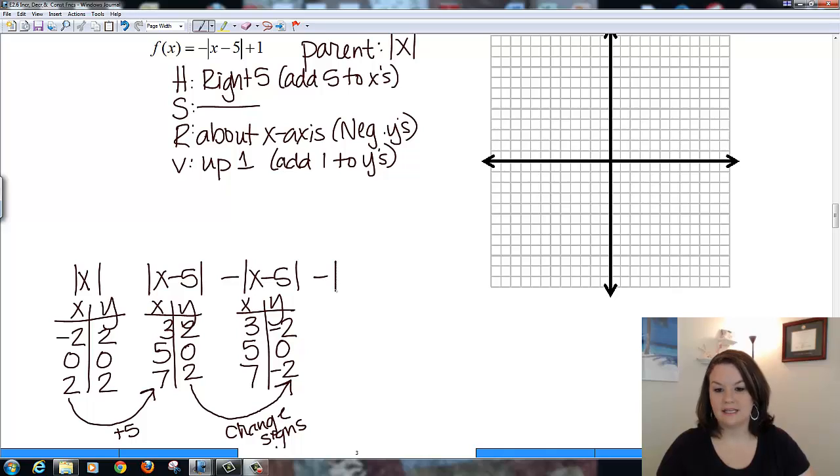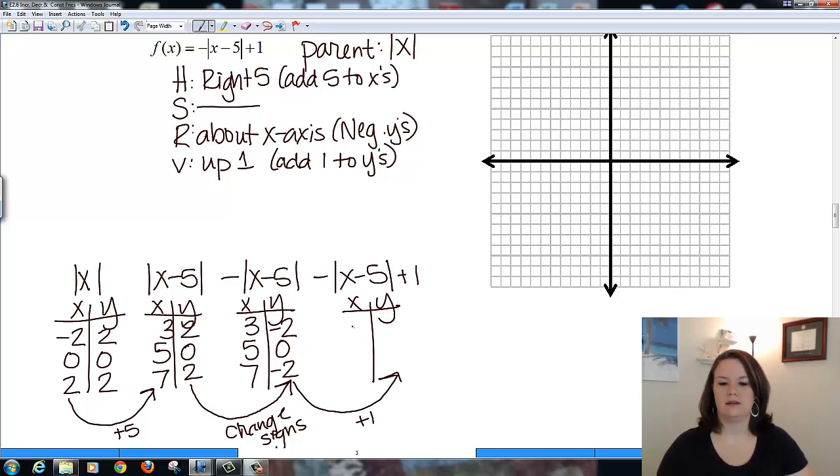And then the last thing I need to do is move my function up 1. To move it up 1, I'm going to add 1 to my y's. So my y's that I just negated, now I'm going to take those and add 1 to them. My x's are still 3, 5, 7. When I add 1 to my y's, I get negative 1, 0, negative 1.